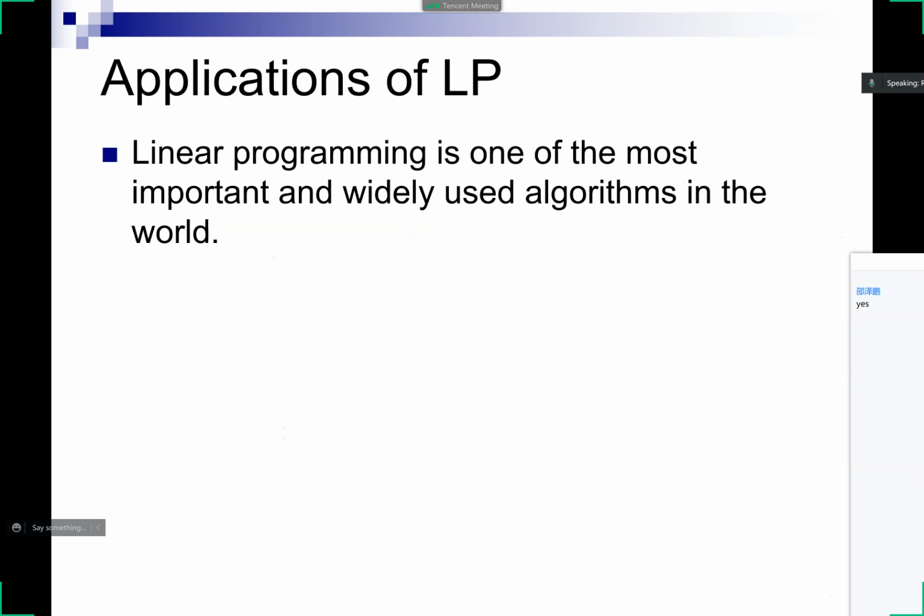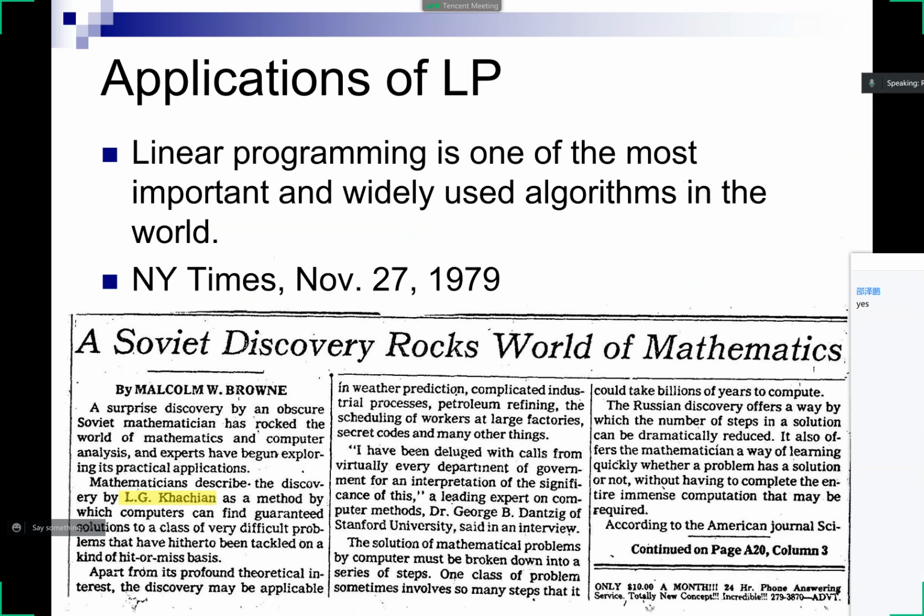Now I just want to mention a few applications of LP, because I said you can use it in many, many places, and it's one of these very, very important algorithms. In fact, it was so important that when the first polynomial time LP algorithm was discovered, it made it into the New York Times. Not only that, the inventor of the algorithm was from the Soviet Union. This was back in the 1970s, but the New York Times still thought it worthwhile to talk about this Soviet computer scientist who discovered this polynomial time LP algorithm.